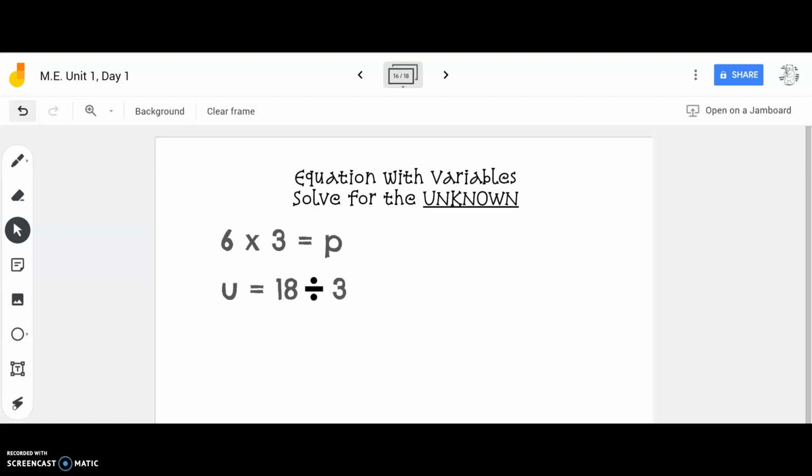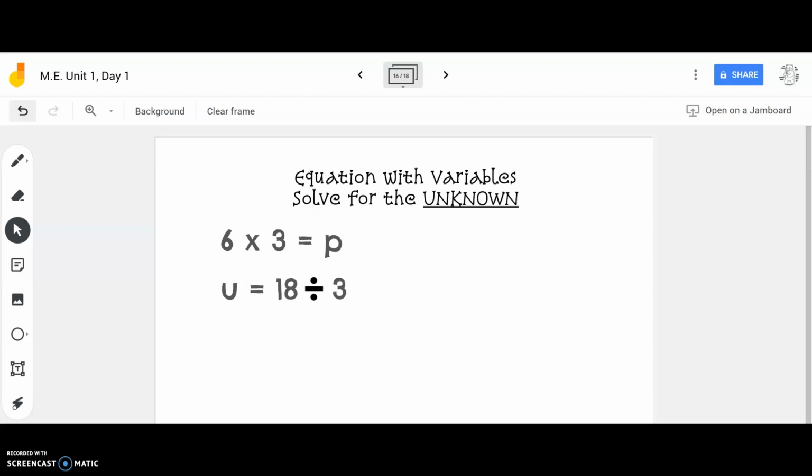Oh, variables, how I love thee. A variable is there to stand for the unknown, the thing we don't know, the thing that we're trying to solve. So for example, in this first equation, 6 times 3 equals P. Well, P could stand for pizza, presents, pretzels, pumpkins. We don't know what P stands for, but it gives us a clue, just like a subject or an email or a title of a book, what we might be talking about.